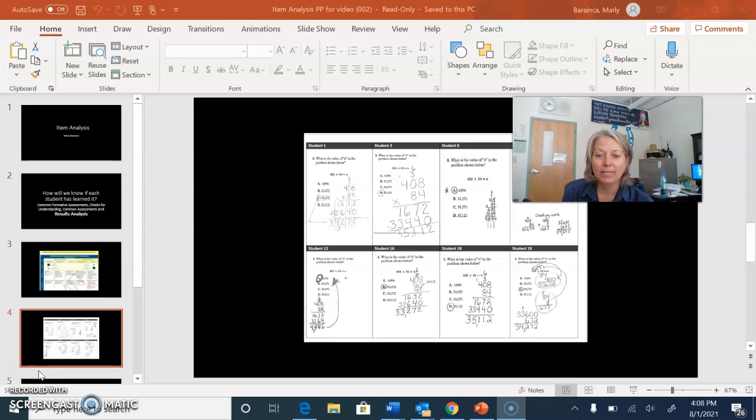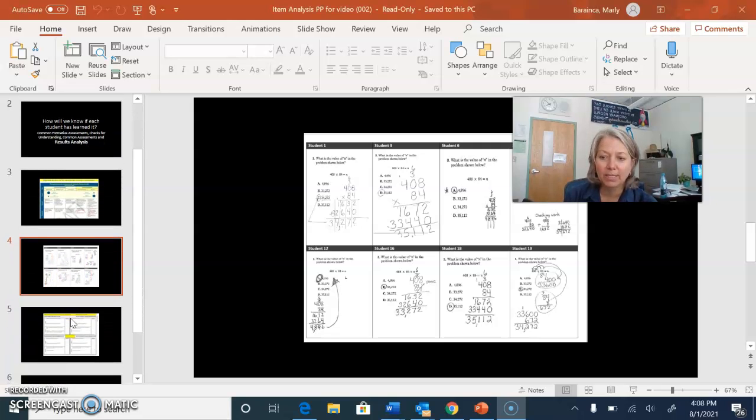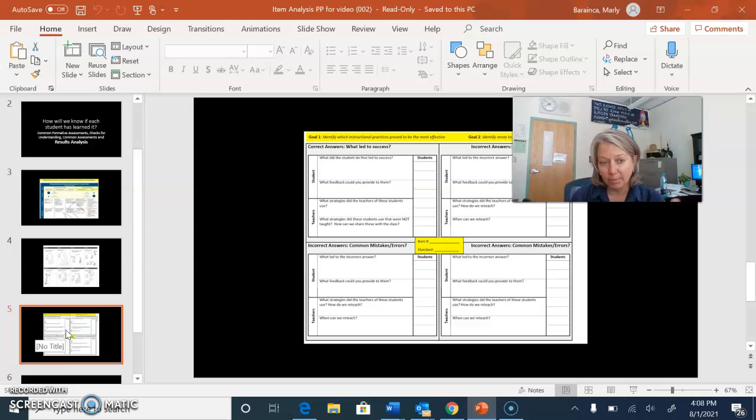And so once you have these items and you're talking about them in your PLC, having a form, it doesn't have to be this exact form, but having some kind of form that you can organize what students did right, so you can use those skills to help the students that did something wrong learn how to do it correctly. And so a tool like this form would help you structure conversations in your PLCs about how do we take what we know from the item analysis and now transfer it over to instruction. And what is that going to look like in our class?